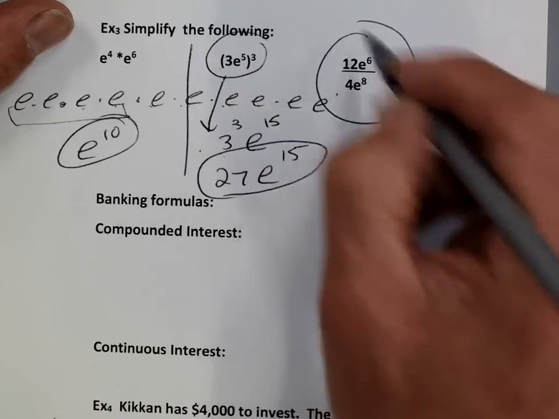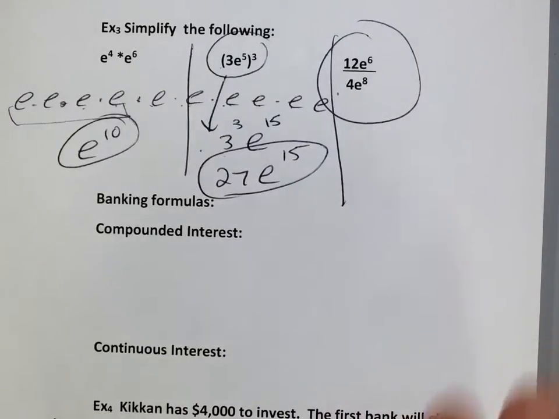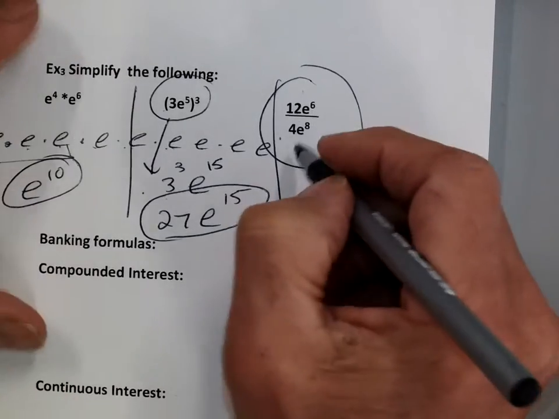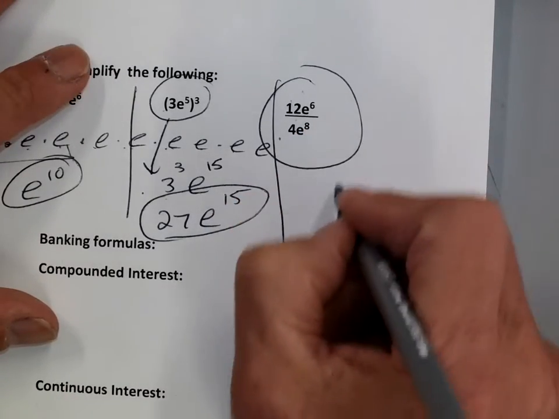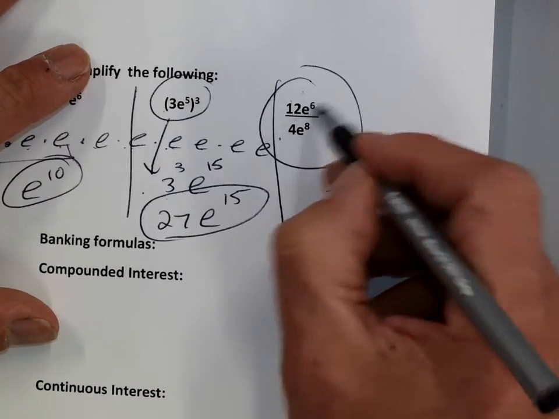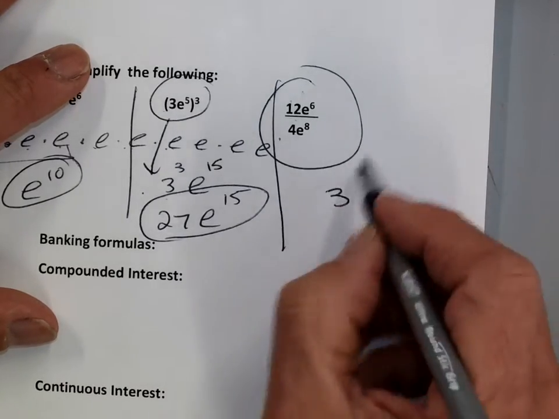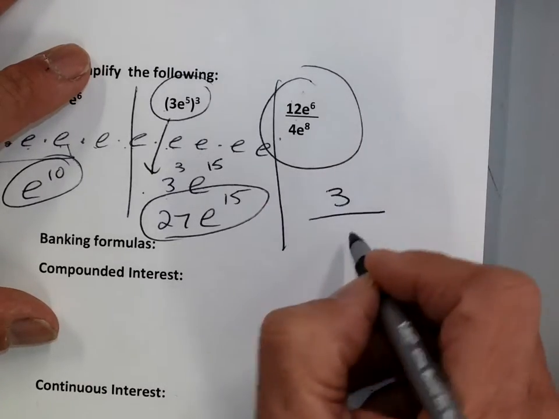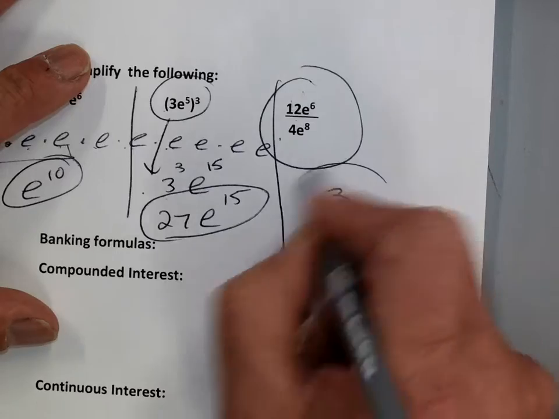Now, next example. Well, just do these. We treat them like x's. 12 divided by 4, that's easy. That's just 3. 6 of these e's cancel 6 of these e's. Left 6 of these cancel 6 of these. I'm left with 2 of these, and then on the bottom e squared.